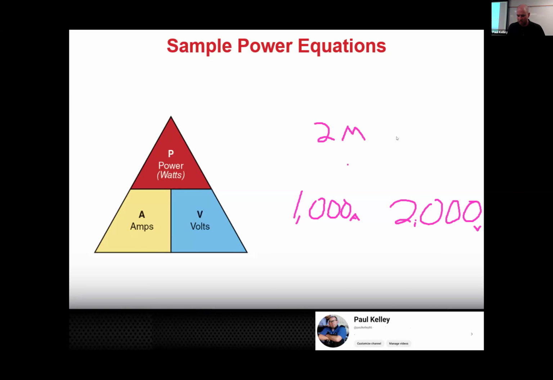In automotive, I've got like a 120 amp alternator. If it's a 120 amp alternator at 12 volts, how many watts would that be? 120 amps at 12 volts would be 1,440 watts. Then I get on a locomotive and at wide open throttle under full load, it's like 2 million watts. So that can power like a small town, not a city, but a small town.